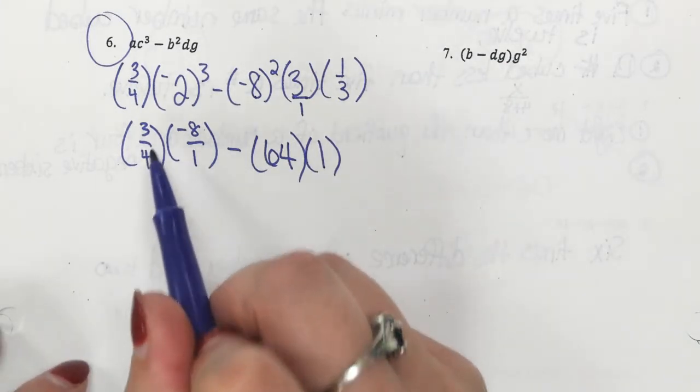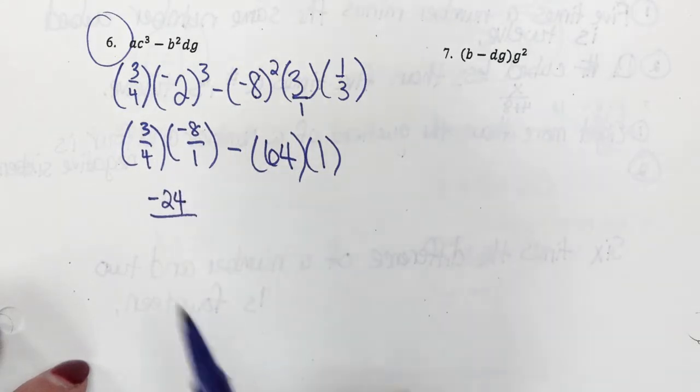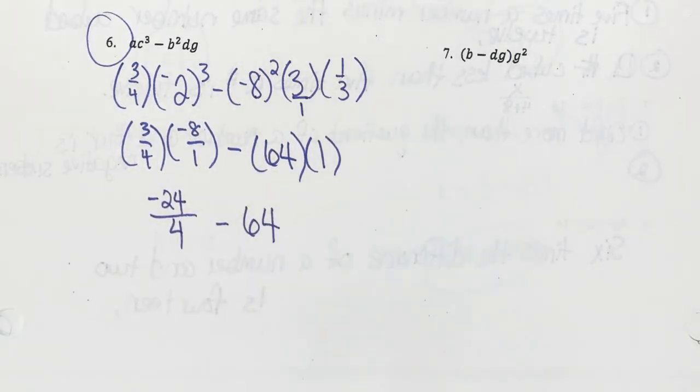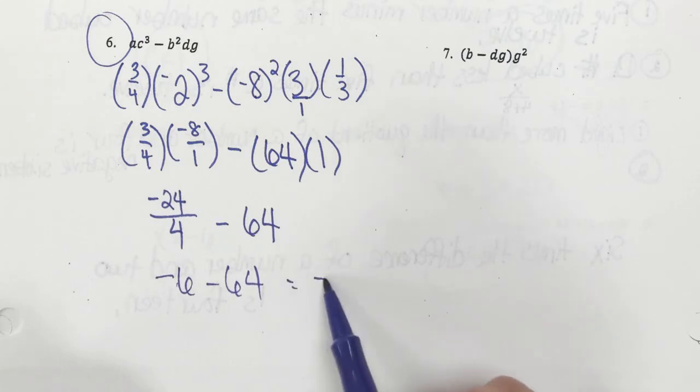Okay? All right, so then 3 times negative 8 is negative 24. 4 times 1 is 4. 64 times 1 is 64. And then what's 24 divided by 4? Negative 6. And it's negative 70.